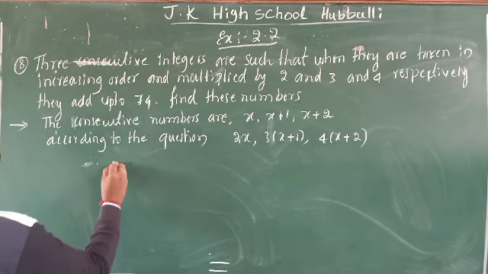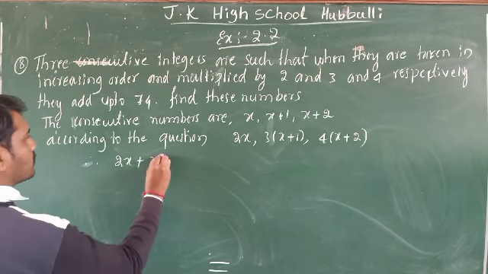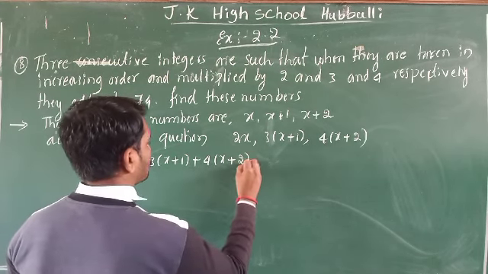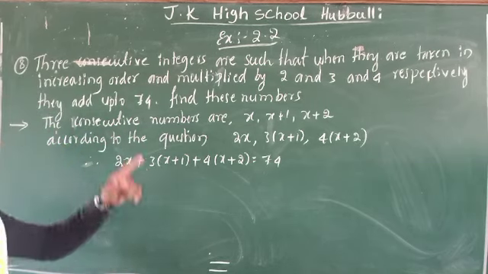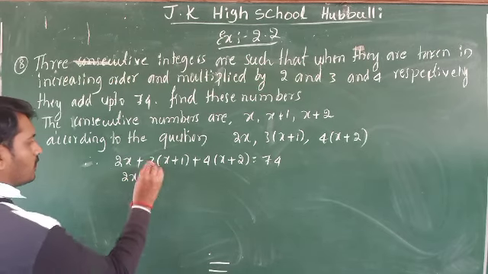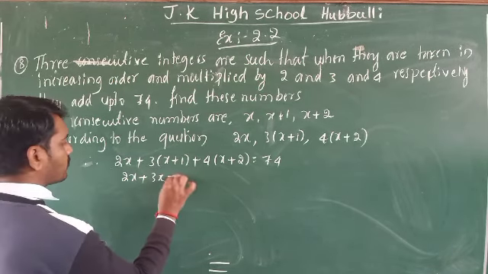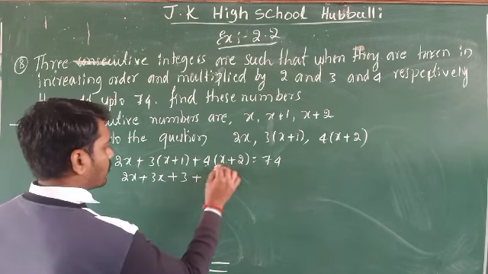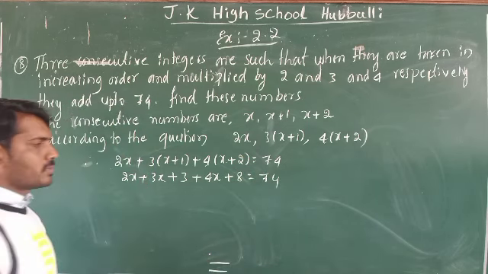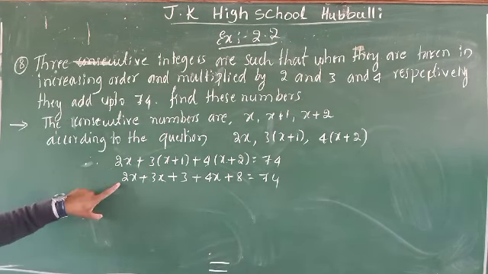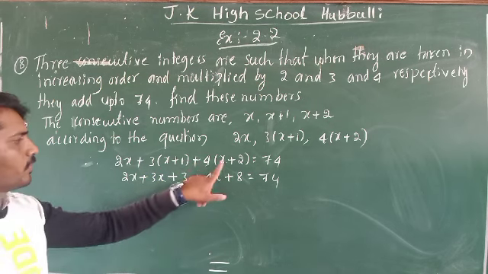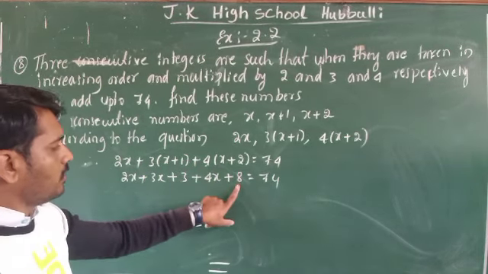Therefore, 2x plus 3 in the bracket x plus 1, 4 in the bracket x plus 2 is equal to 74. Correct? Next one. 2 into x, 2x, 3 into x, 3x, 3 ones are 3, 4 into x, 4x, 4 twos are 8 is equal to 74. So once again, 2x as it is, 3 into x, 3x will come, 3 ones are 3, 4 into x, 4x, 4 twos are 8.